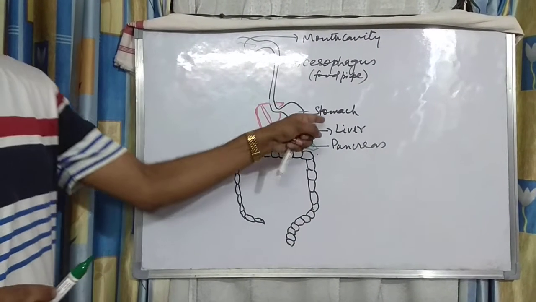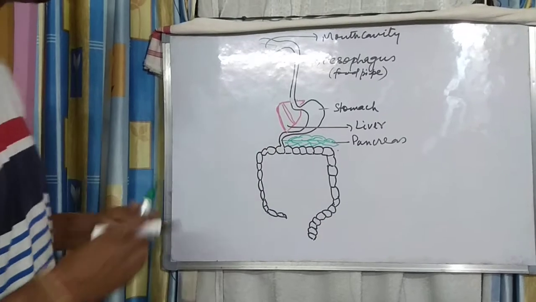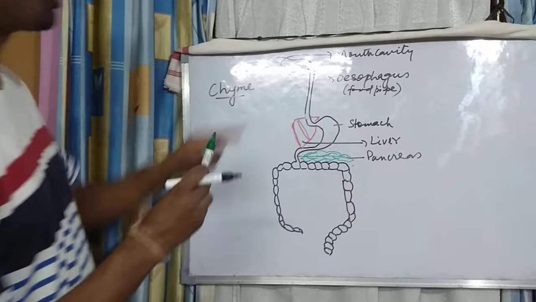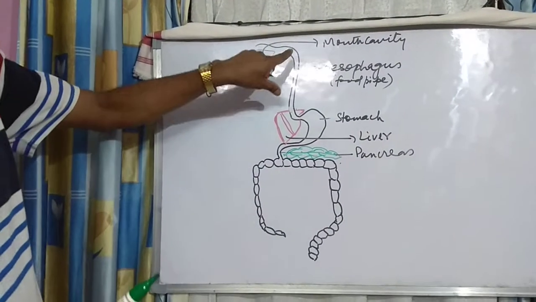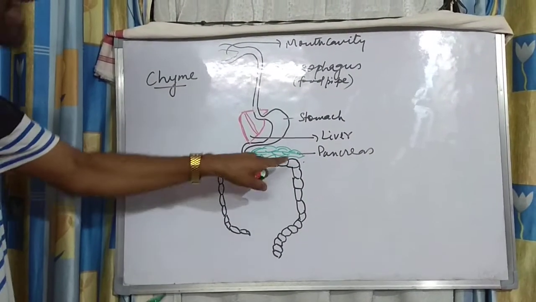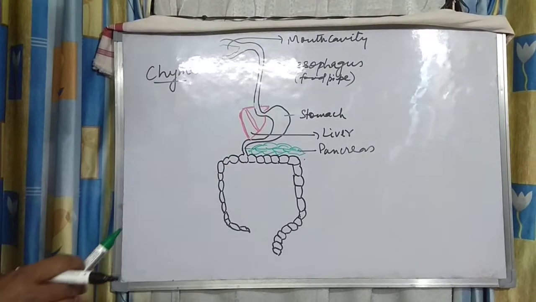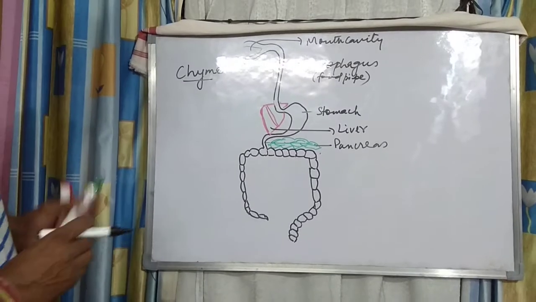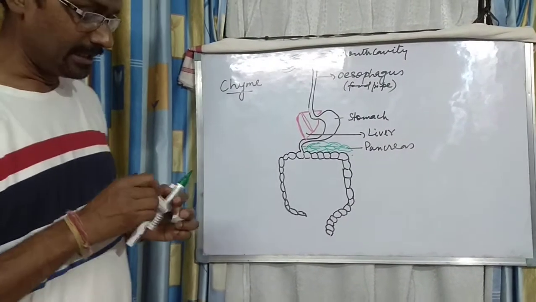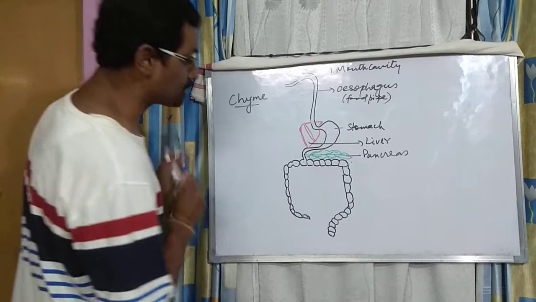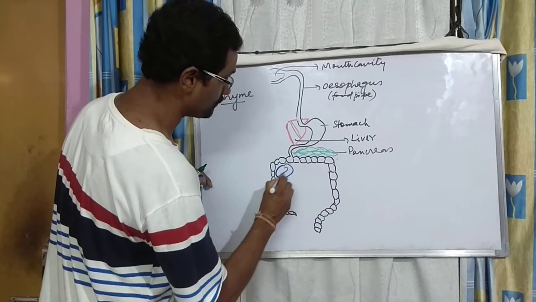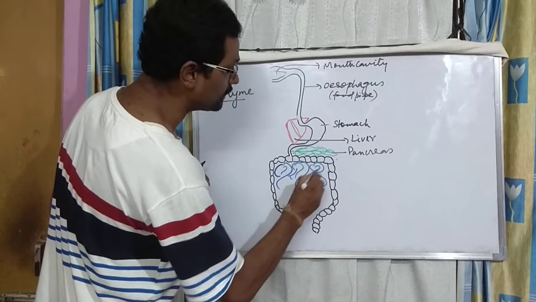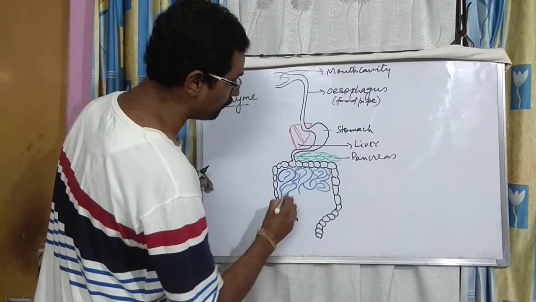Now what happens? Partial digested food from the stomach reaches the small intestine. That is called chyme. You are finding one word earlier called bolus, which has entered the esophagus from the mouth. Now the food material has entered the small intestine from the stomach. That is called chyme, partial digested food. Here you are finding the occurrence of small intestine. The small intestine is very much coiled. Why is it coiled? To increase the surface area of absorption.